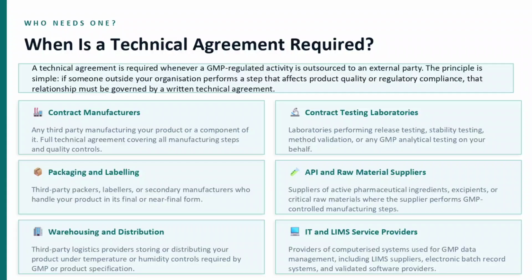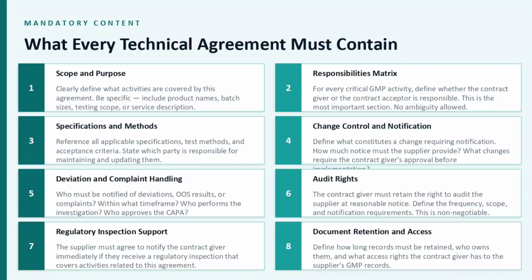Companies providing validated computer systems used for GMP data management. If your LIMS is hosted by a third party, or if a software company validates your electronic batch record system, a technical agreement is required. Every technical agreement must contain 8 core sections. Let me walk you through each one.